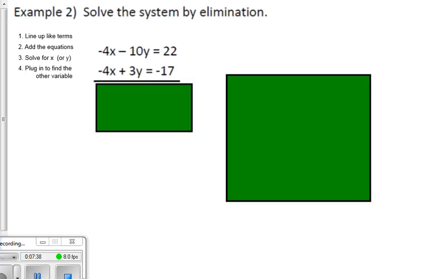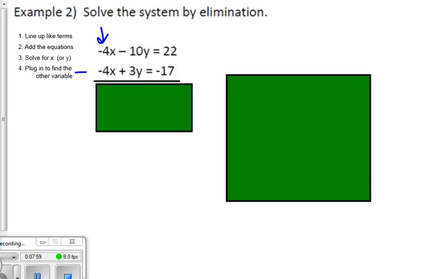The only problem is, it looks like both of our x's have a 4, which is a good thing. It's nice that they're already kind of done for us right there, but both of them are negative, and we wanted a negative and a positive. We want them to be opposite of each other. So instead of adding the equations, I'm going to subtract them.